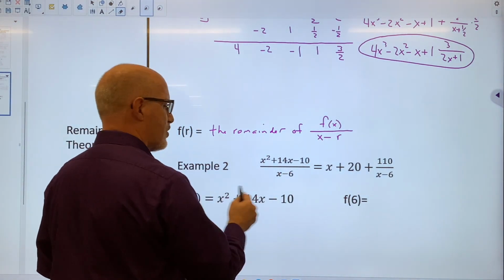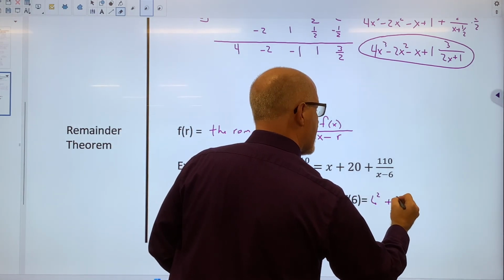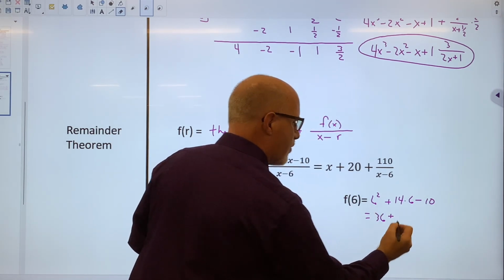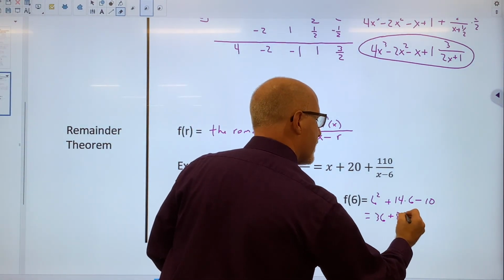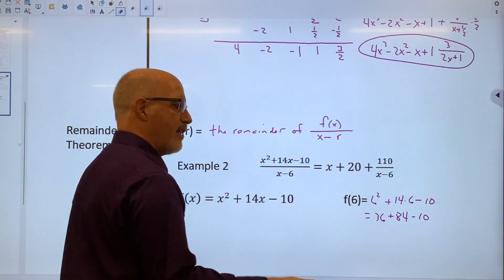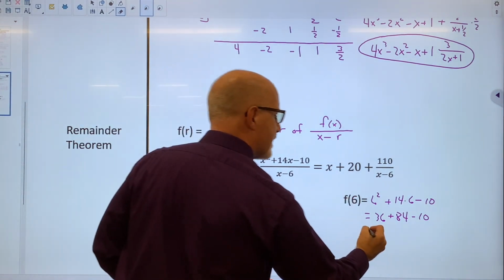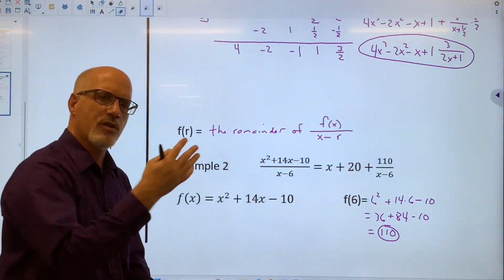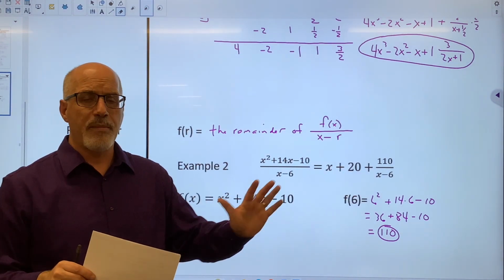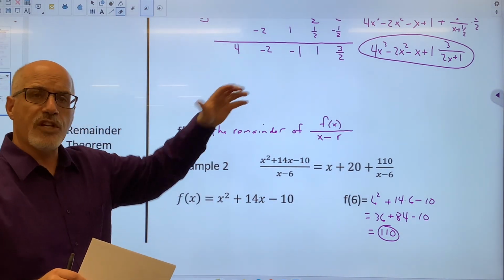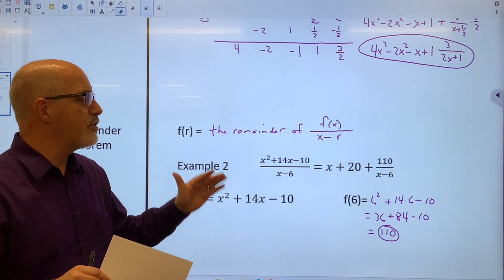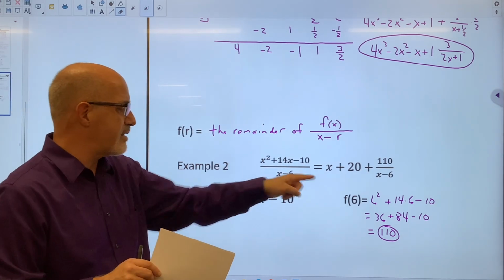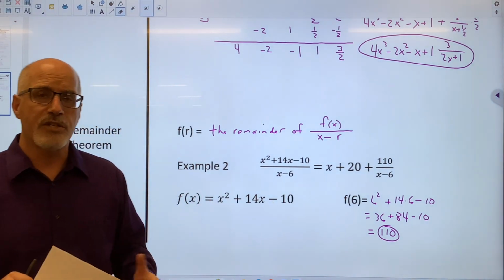Let's do that. 6 squared plus 14 times 6 minus 10. 6 squared is 36. 14 times 6 is equal to 84. Then subtract 10. 36 plus 84 gives me 120. 120 minus 10 gives me 110. So notice this remainder is the remainder that we got when we did the whole problem. So if all you're interested in is the remainder, then you don't have to go through the whole synthetic division or polynomial long division. What you can do is you can just put the root or the number, the opposite of this one down here, -6 here, put a 6 into the function, and the result that comes out is your remainder to the problem.